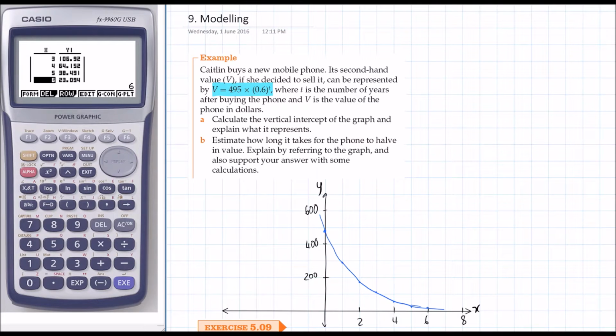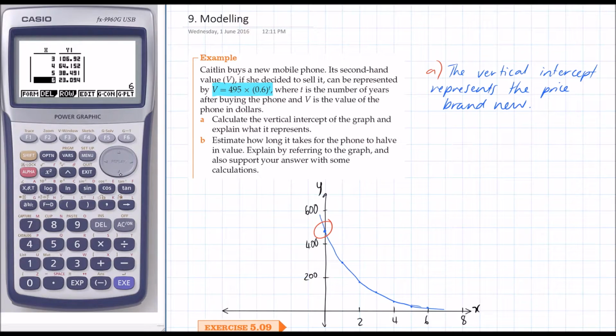Okay, so that's what our graph looks like, and so question A is asking us to explain what the vertical intercept means. So it's talking about that point there, and that simply is the price at new. So the vertical intercept represents the price brand new.